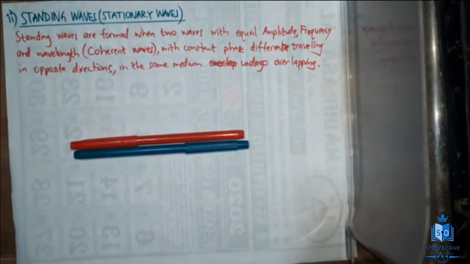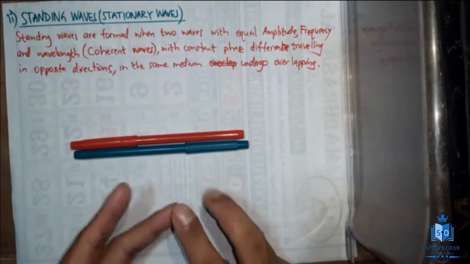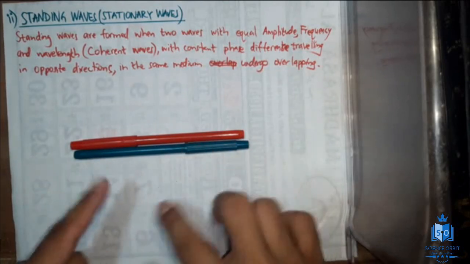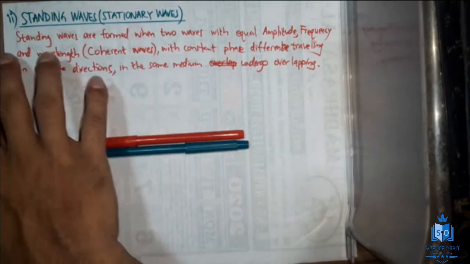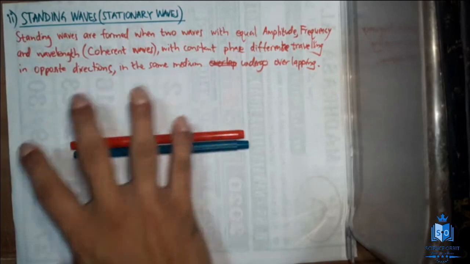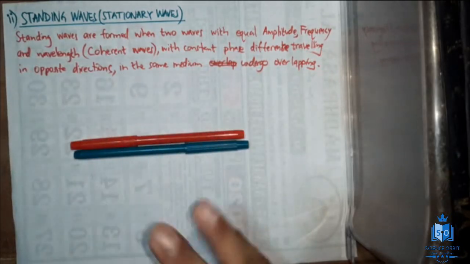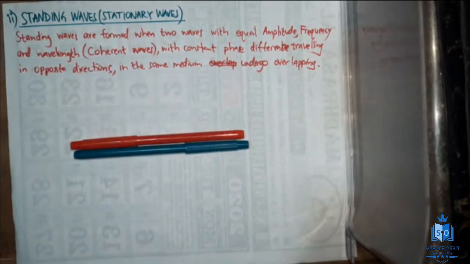So two waves traveling in opposite directions, both having same frequency, same amplitude, same wavelength and constant phase difference. Then only are standing waves formed. Okay, this sounds very plain. So if you want to understand, I have to definitely give you a graphical explanation.